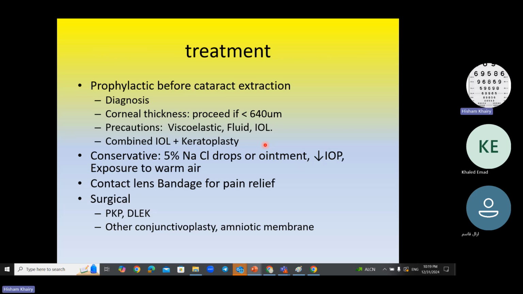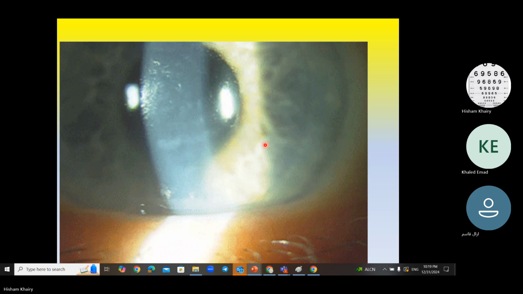If there is corneal edema, the choices are either Descemet's stripping endothelial keratoplasty or penetrating keratoplasty. Corneal edema, as you see, with this corneal guttata appearance of the Descemet membrane.